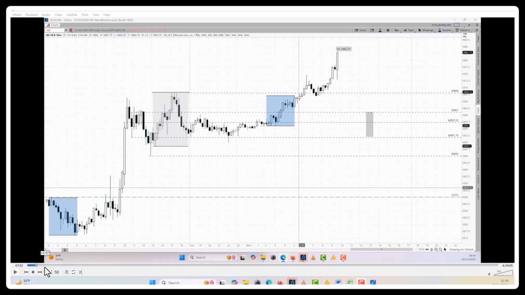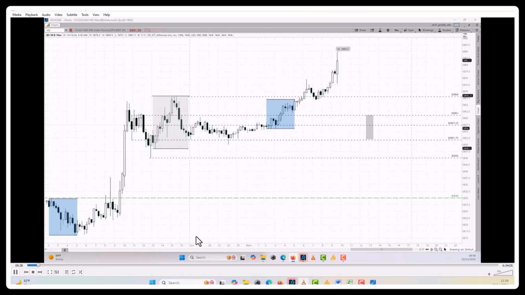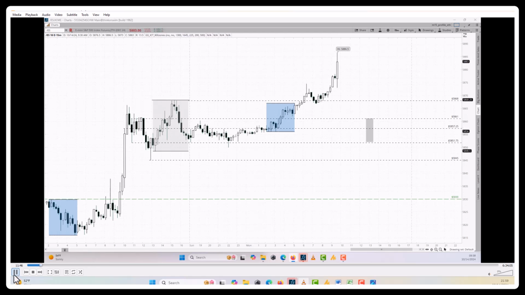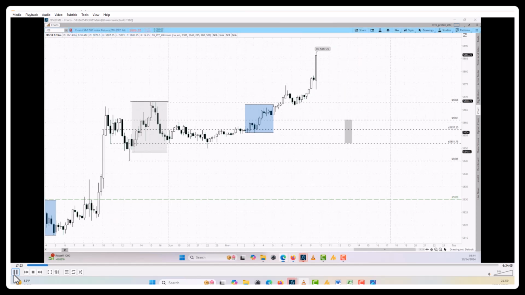So yes, that is the trade that we make right there. We go short, but if the market flips, we have to flip. That's the whole idea, that unless the market shows us what to do.